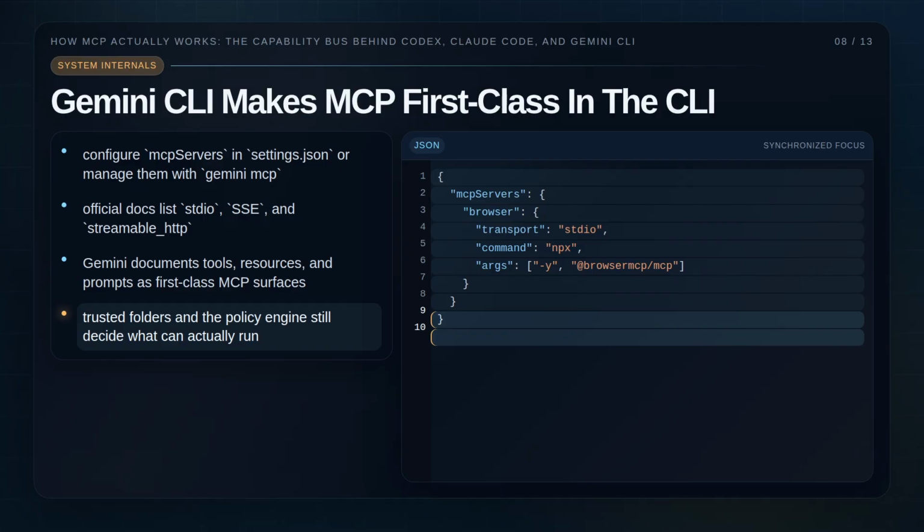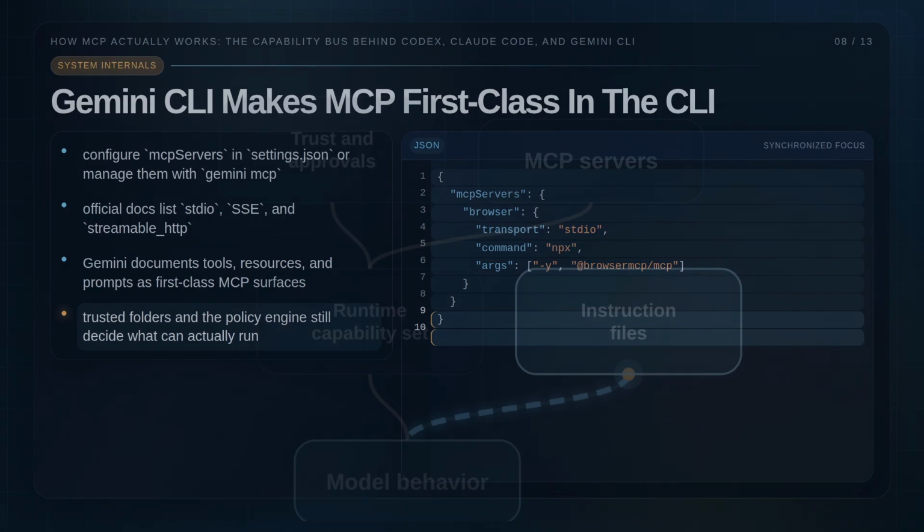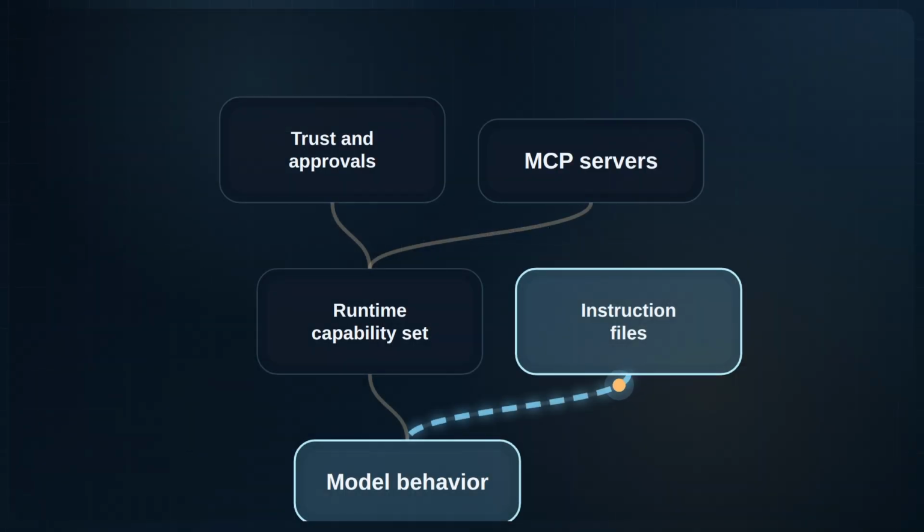Trusted folders determine whether a workspace is trusted, and the policy engine governs what kinds of actions are allowed. So again, MCP is the capability surface. But policy still decides whether that capability can actually fire. This is the separation that makes the whole system understandable.